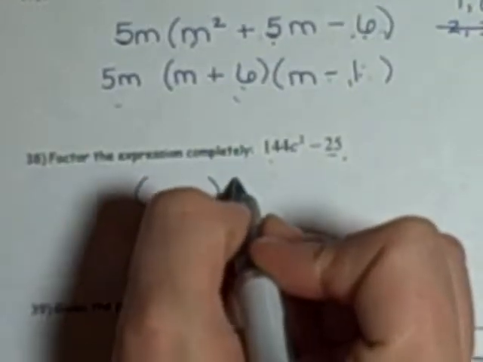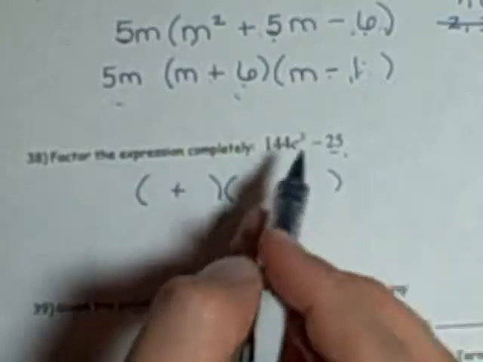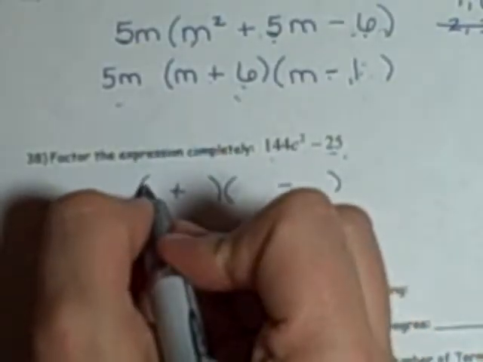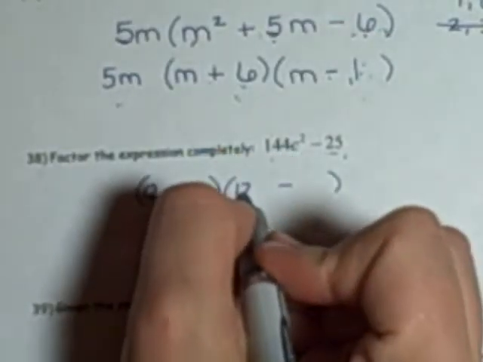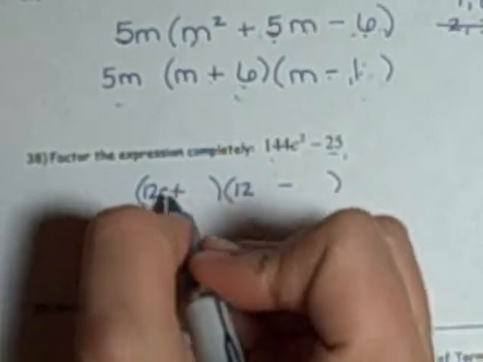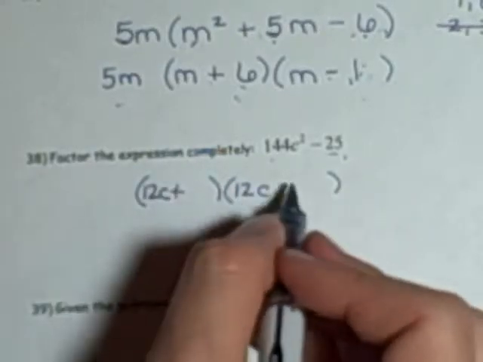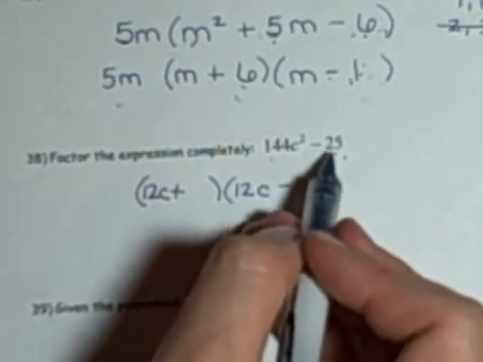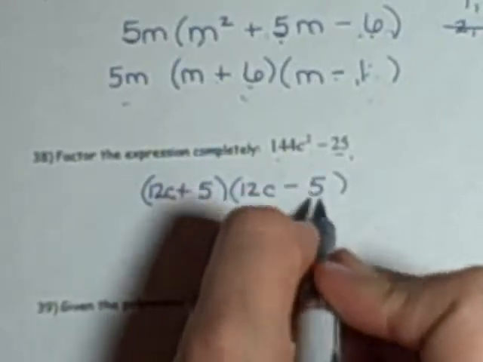the trick that we talked about, where we have 1 plus and 1 minus, and we're really just taking the square root of both terms. So the square root of 144 is 12, and then c squared, if I split that in two, I would get c and c. So I'm going to have 12c and 12c. 1 plus and 1 minus, because that's your rule for difference of two squares. And then the square root of 25 is 5. So 12c plus 5, 12c minus 5.